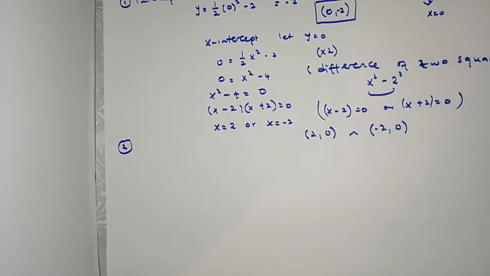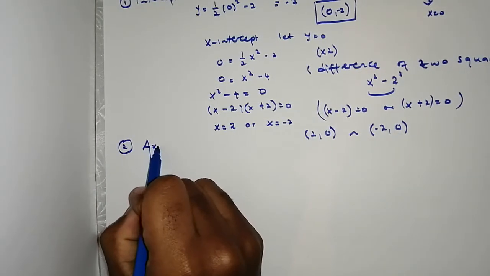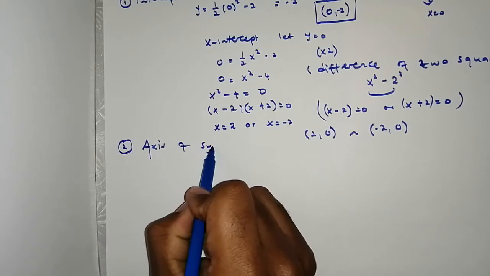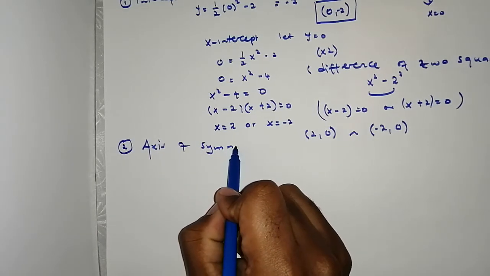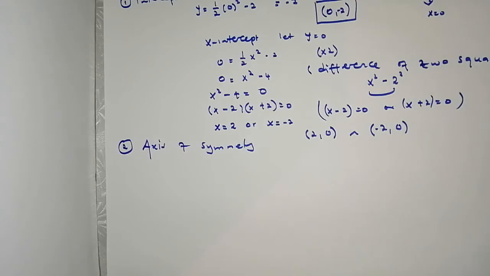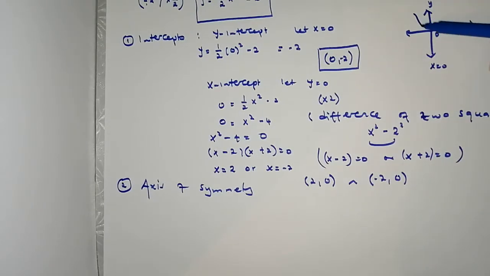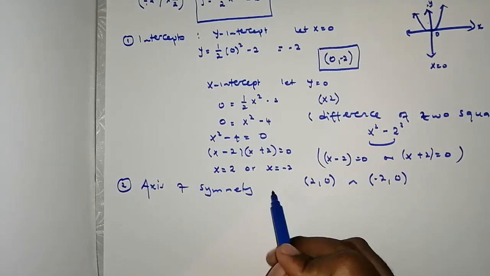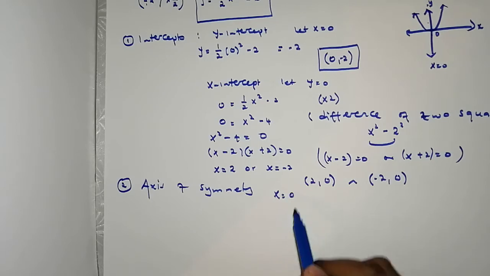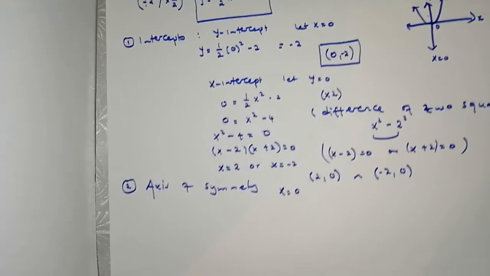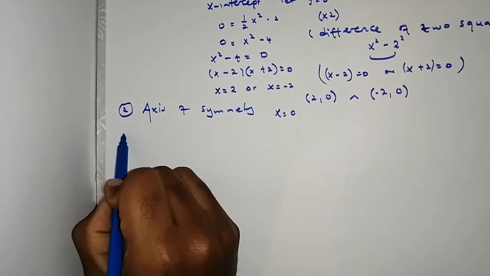Secondly, we're going to find the axis of symmetry. As we have stated, we limited ourselves to the vertical shift, so the parabolic graph is shifted only vertically. The axis of symmetry is the line that divides the graph into two halves, so it's going to be x equals 0.